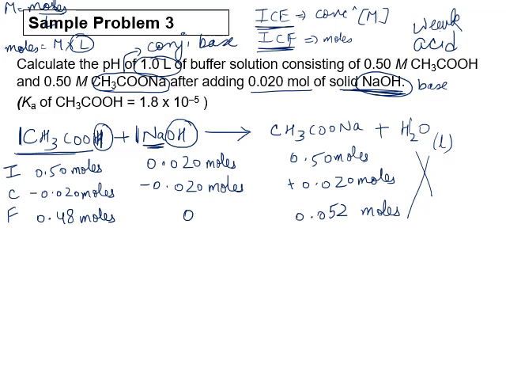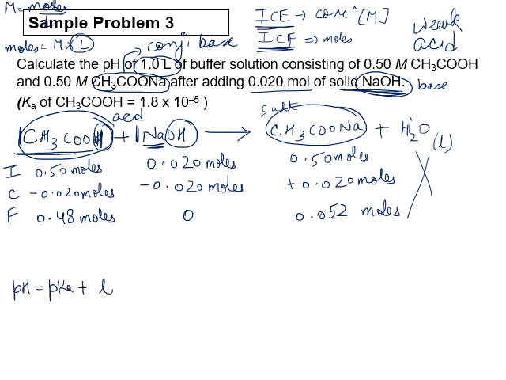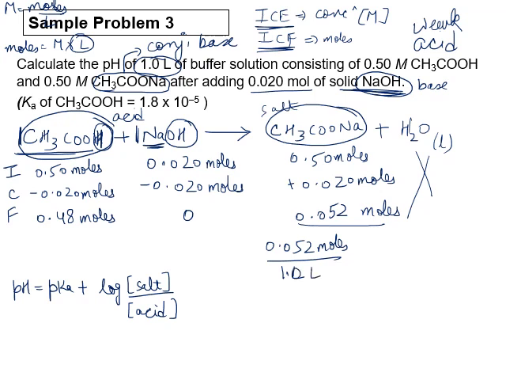So what do I have at the end of the reaction? I have CH3COOH, which is the weak acid, and I have the salt, which means, again, I have a buffer. And how do I find the pH of a buffer? The pH of a buffer is pKa plus log of salt over acid. What is my salt? This is my salt. This is the acid. Do I know the concentration of the salt? I know the moles. Can I find the concentration? Yes. You take the moles and divide by the volume in liters. In this case, it's 1.0 liter. The question tells you.